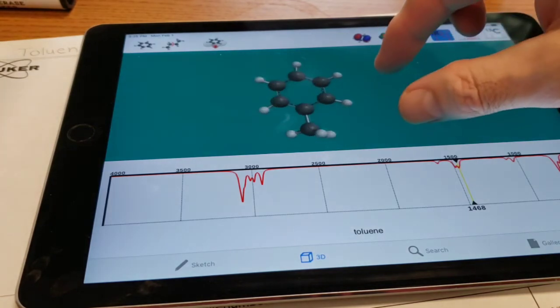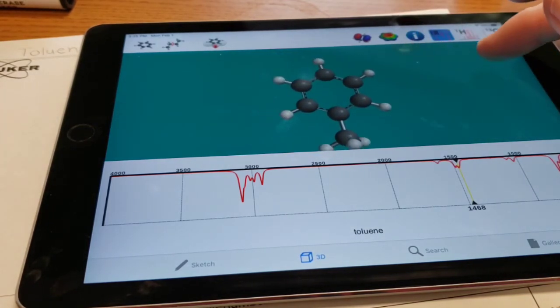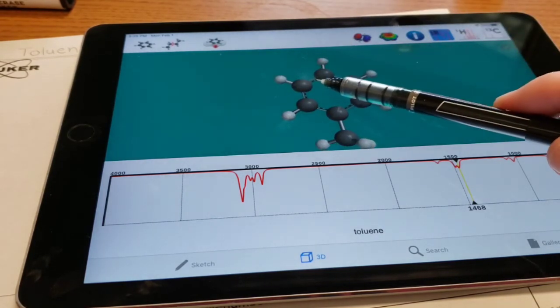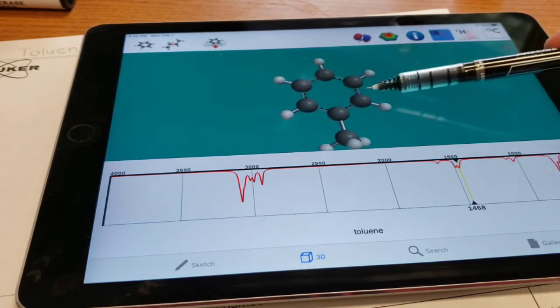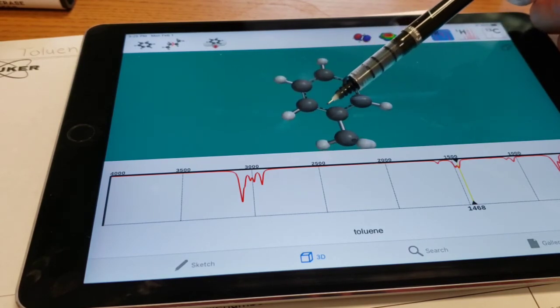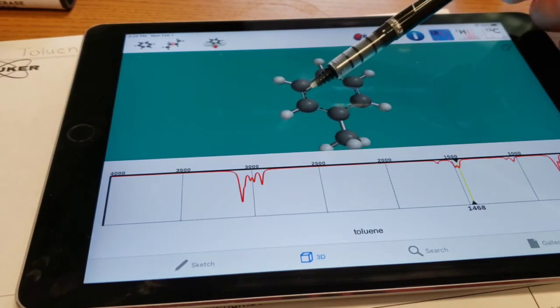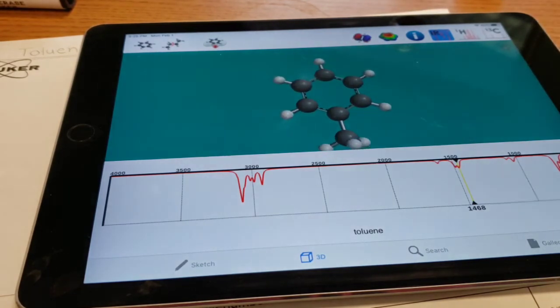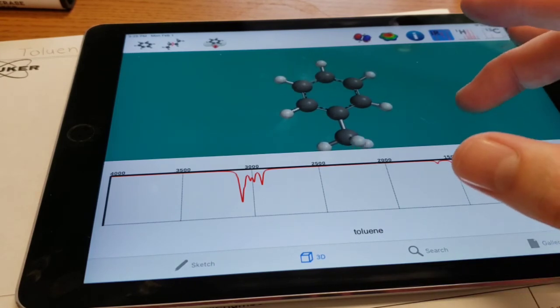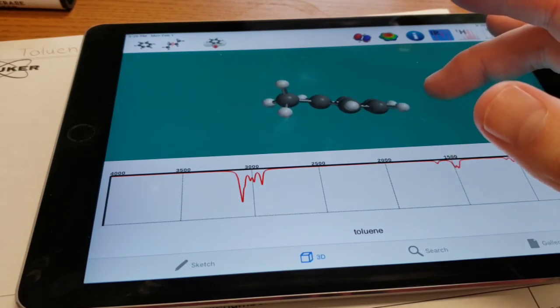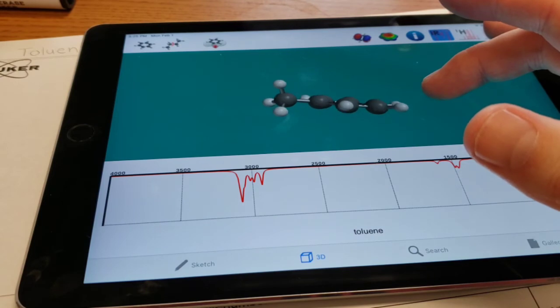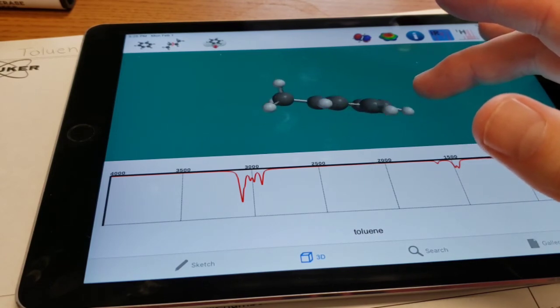What's going on here is actually a carbon-carbon stretch of this double bond right here. This one and that one. In fact, all of the carbon double bonds in the ring are stretching. And if we go to low wave number, we can see the out of plane deformation right here. This is a bend rather than a stretch. And you can see that the hydrogen is waggling up and down.